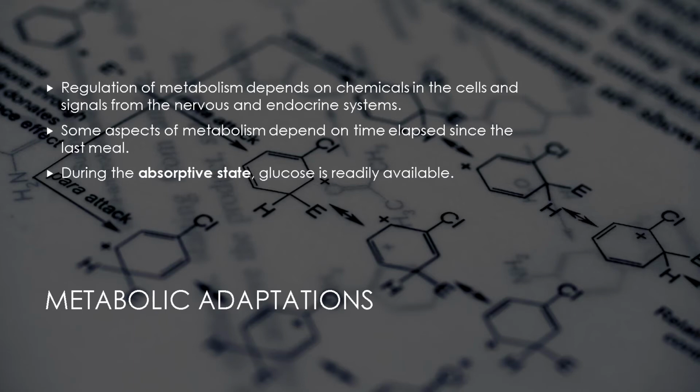Now, regulation of metabolic reactions depends both on the chemical environment within body cells, such as the level of ATP and oxygen, and it also depends on signals from the nervous and endocrine systems. Some aspects of metabolism do depend on how much time has passed since the last meal. This will get us talking about the absorptive state. So during this absorptive state, the ingested nutrients are entering the bloodstream, and glucose is really readily available for ATP production.